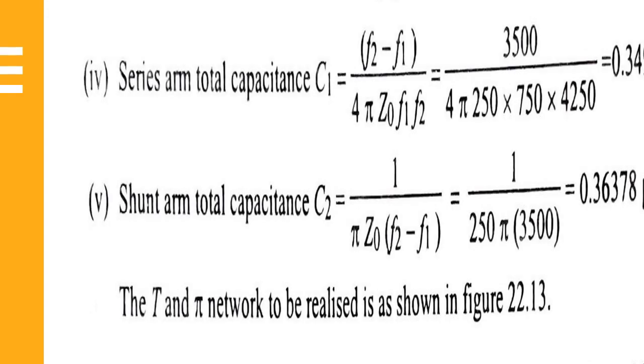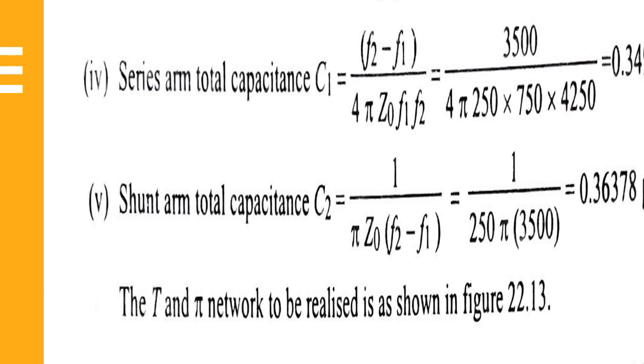Come towards the total series arm capacitance C1 and the total shunt arm capacitance denoted by C2. C1 is equal to (f2 minus f1) divided by 4 pi Z0 f1 f2. Here the difference will be 3500, and here 4 pi, 250, 750 and 4250. So here you will get 0.34 microfarad. Then 0.24 microfarad. The shunt arm, denoted by C2, is 1 by pi Z0 (f2 minus f1). So 250 pi into the difference, giving 0.36. Remember, the capacitor value will be in microfarad.